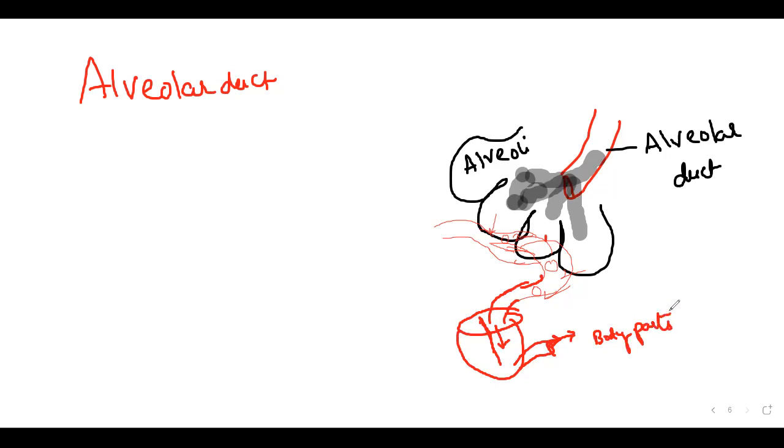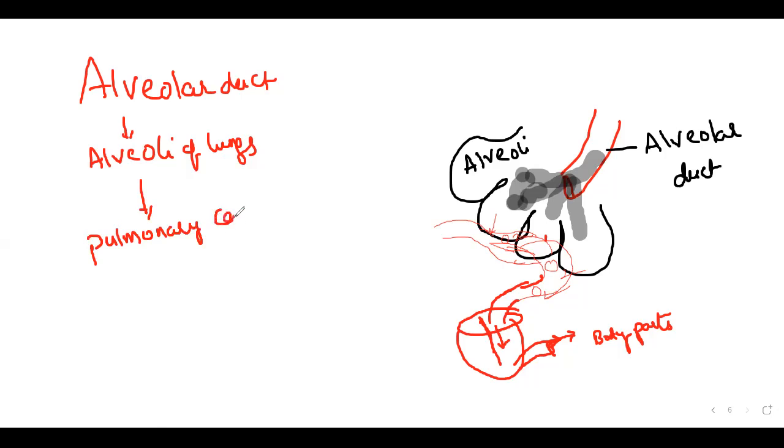Okay, now let's continue from here. Alveolar duct opens into the alveoli of the lungs. From the alveoli of the lungs, I can name these as pulmonary capillaries. The blood capillaries available in the lungs, we say pulmonary capillaries.